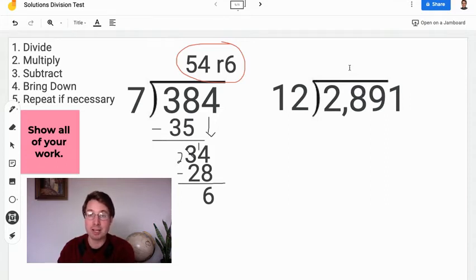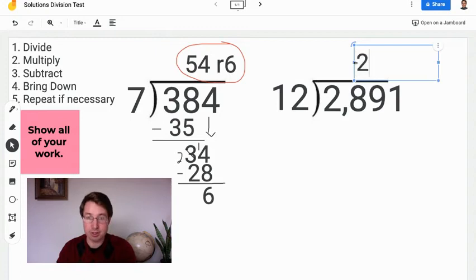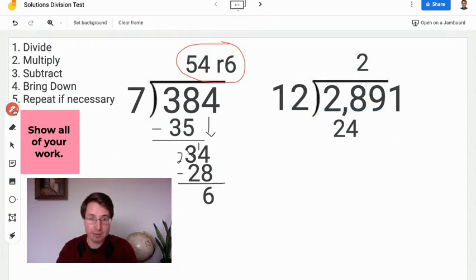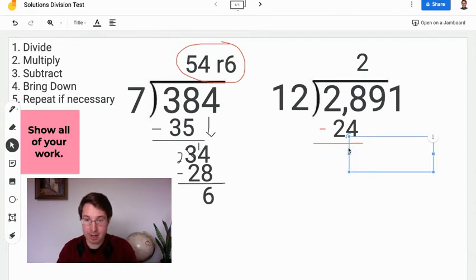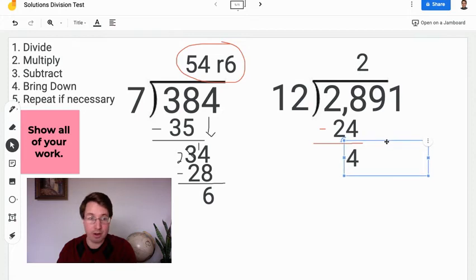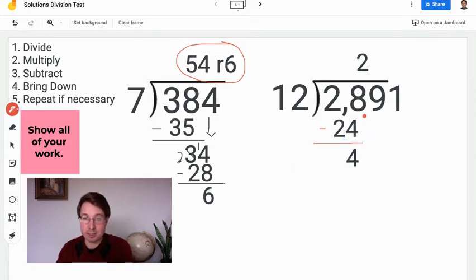We know that 12 times 2 is 24. So that gets us close to 28 without going over. So I'll leave it like that. Let's subtract, see how much more we have left over to divide. 28 minus 24 is 4. Okay, 8 minus 4 is 4. 2 minus 2 is 0. So we still have our 4 left over to add to our next level, which is our 9.